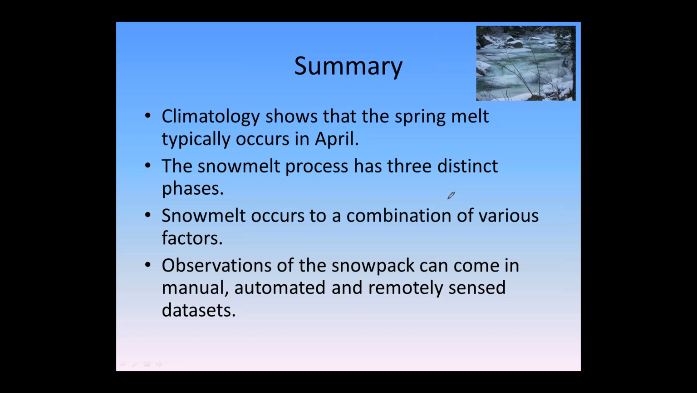The snowmelt occurs due to a combination of various factors. We talked about sun angle, latent heat transfer, all sorts of factors that involve conduction through the ground, things like that. Observations of the snowpack can come in manual form, going out there and physically hiking through the snow and measuring it, as well as automated and remotely sensed data sets. So the automated, things like the SNOTEL sites out west and those snow pillows, remotely sensed data sets from satellite and modeling efforts, and the gamma flight survey lines from the aircraft.